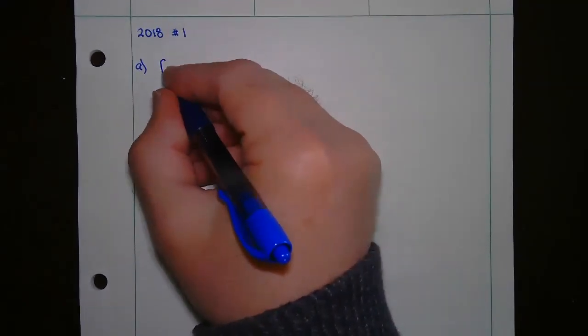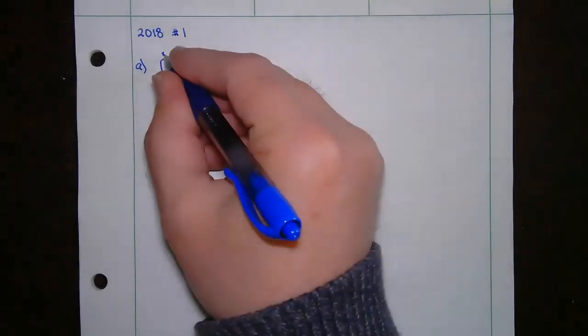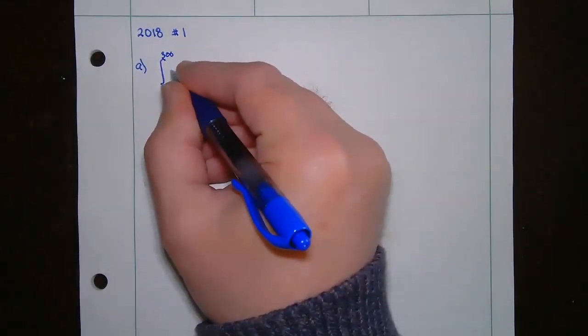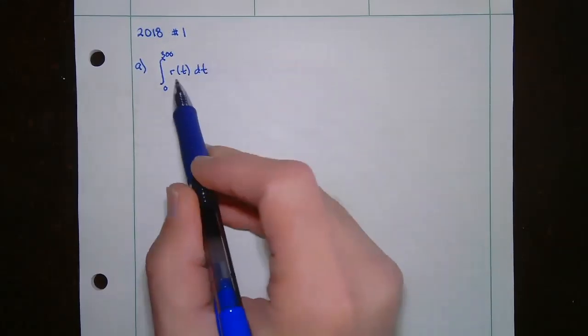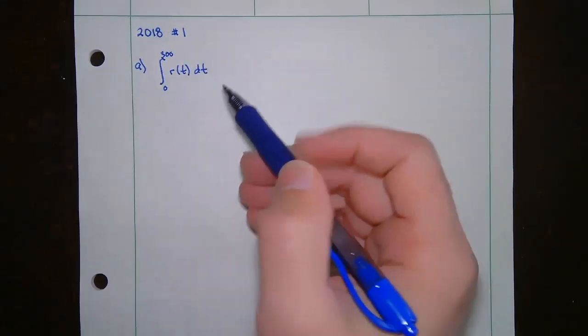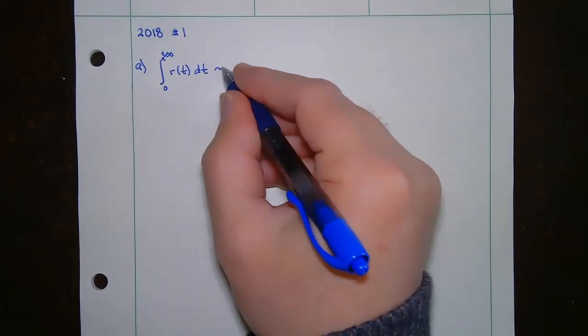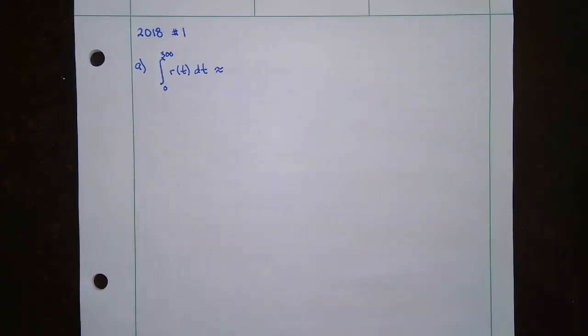So I'm on my paper, and what we want to do is integrate from 0 to 300 of R of t dt, because that's the rate at which they're entering the line for the escalator. We'll put this into our calculator and figure out what this number is. So I'm going to go to my graphing calculator now.